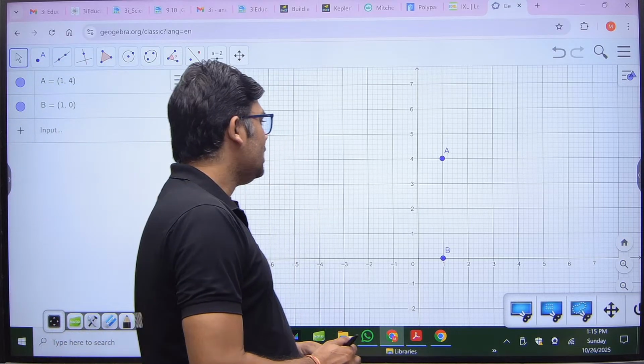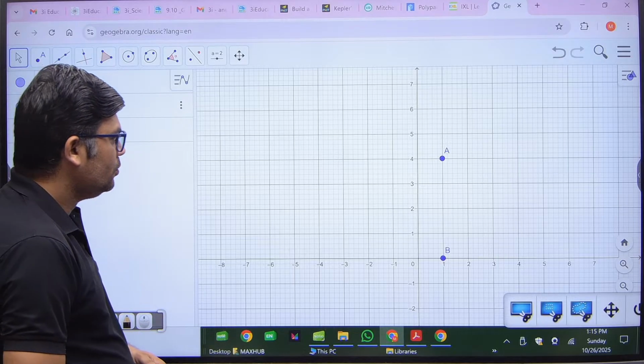Tell me, what is a line which is perpendicular to line joining AB?